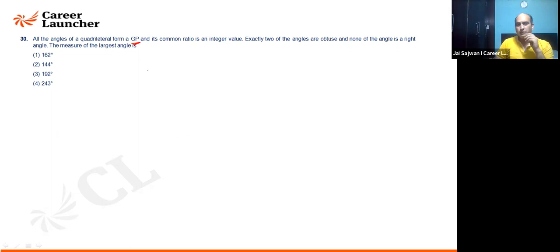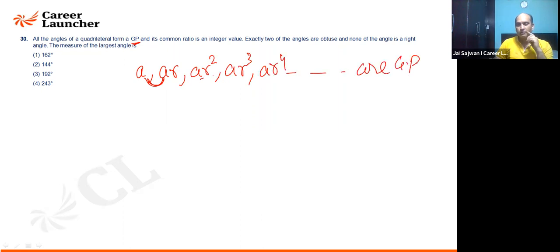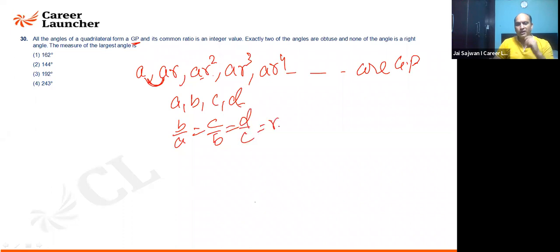What is GP? GP is geometric progression. It means if there's a value A, the next value will be multiplied by R, giving AR. The common ratio is R. The next value is again multiplied by R: AR square, AR cube, AR to the power 4. All of them are in GP. Geometric progression means A, B, C, D are in GP, which means B upon A is equal to C upon B is equal to D upon C. The common ratio will come out there.